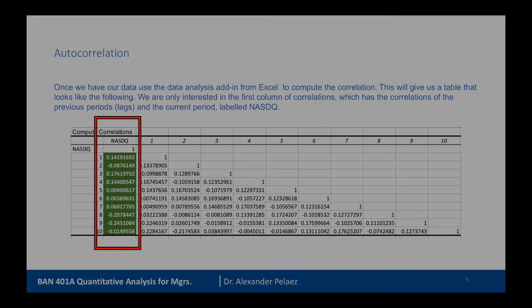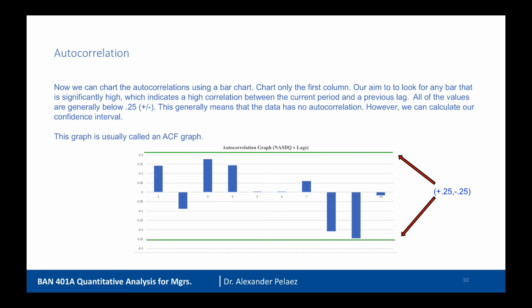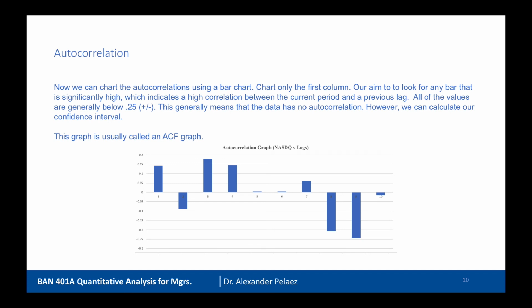Now what we're going to do is chart this out. When we chart this out using a bar chart, we're only going to chart the first column. Our aim is to look for any bar that is significantly high. Now, what value is significantly high? Anything over 0.25 or below negative 0.25 means that we probably have an autocorrelation problem and the data is not truly random. However, we can be a little bit more specific by calculating a confidence interval. This graph down below is actually what's called an ACF, or autocorrelation graph, and you'll see that in statistical applications as well.